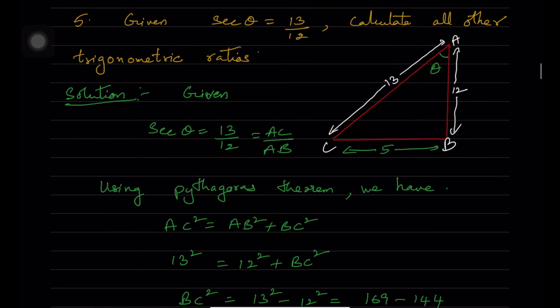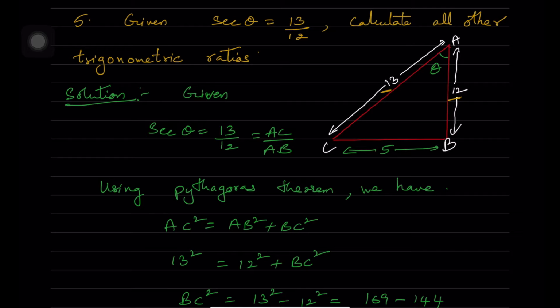Now the fifth problem: given secant theta is equal to 13 by 12, calculate all other trigonometric ratios. Here you are given only one value, that is the secant theta value. Secant theta is the reciprocal of cos theta, that is 1 by cos theta. Cos theta is adjacent by hypotenuse, so hypotenuse by adjacent is secant theta, that is 13 by 12. Hypotenuse is AC and AB is the adjacent side, so AC by AB.